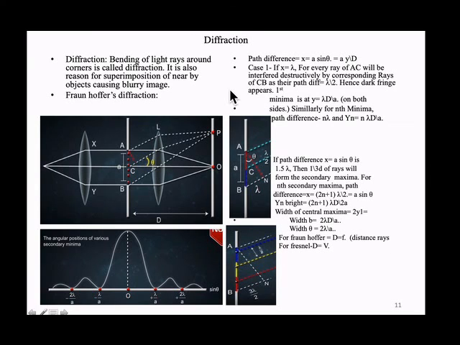Now let us study diffraction. What is diffraction? Bending of light rays around corners is called diffraction. Suppose this opening is around lambda, very small. Then light rays will not just go geometrically like this.